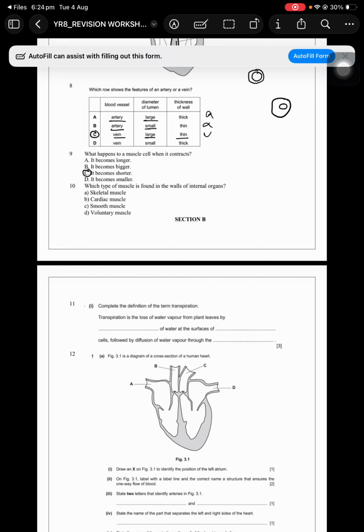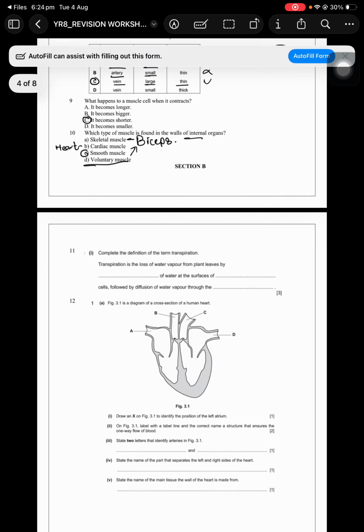Which type of muscle is found in the walls of internal organs? So internal organs in the sense of the stomach and all. So we know that skeletal muscle is found on the skeleton. It's attached to the skeleton, like our bicep and all. The cardiac muscle is only on the heart, so that is also not it. Smooth muscle, however, is in the internal organs. Voluntary muscle is the skeletal muscles, because you can control when they move. So the answer here is the smooth muscle.